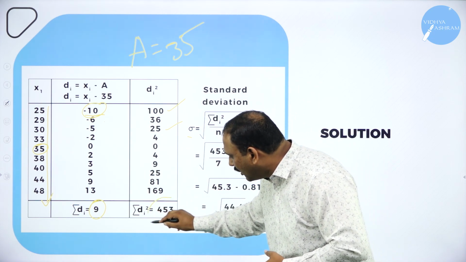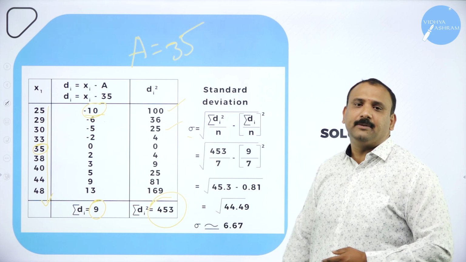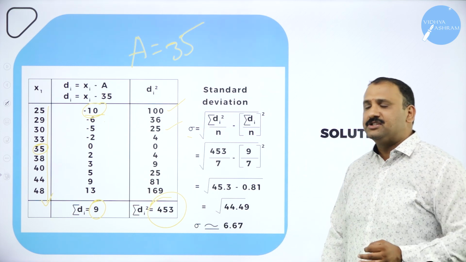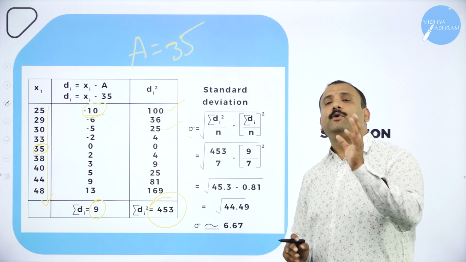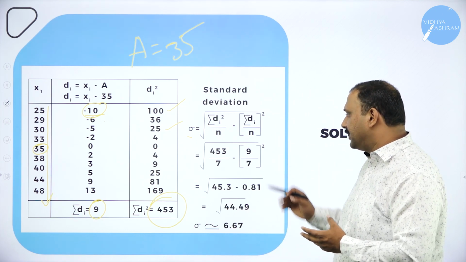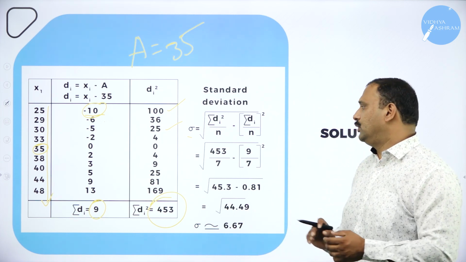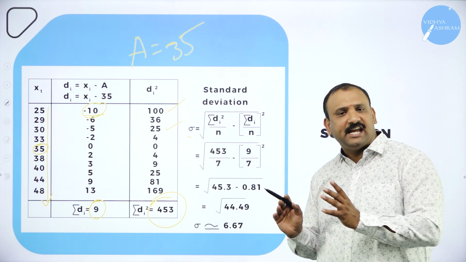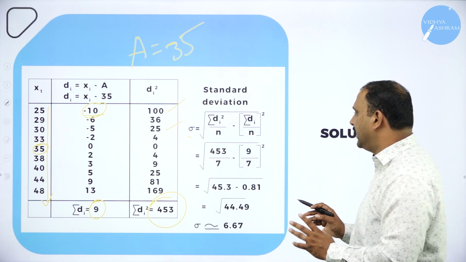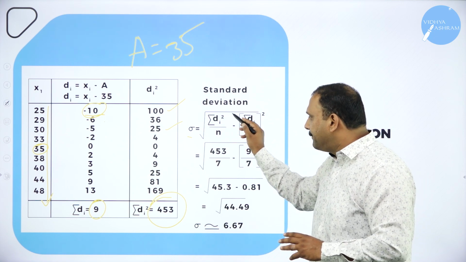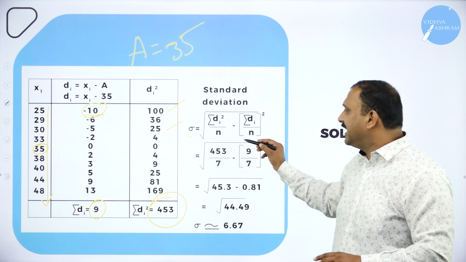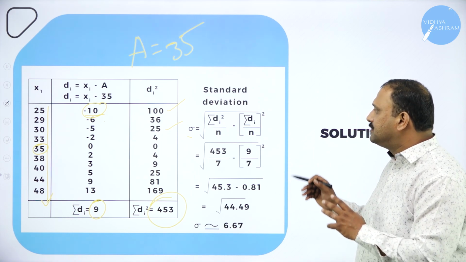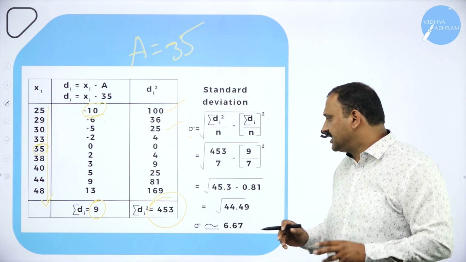Get the total of this column. The total of this column is 453. So that's the value that you are going to see here. The total value here is 453. Now you're going to just put it in the formula altogether. The formula is almost the same formula. We are not going to change the formula here. So what we are going to do is summation of di squared divided by n. That is 453 divided by 7, because 7 observations is what we are interested to look into.